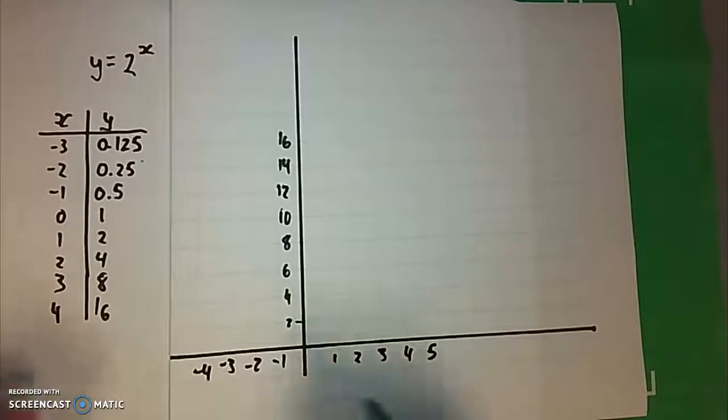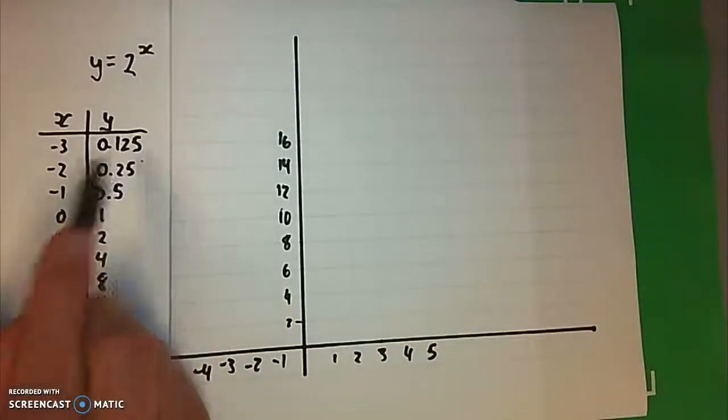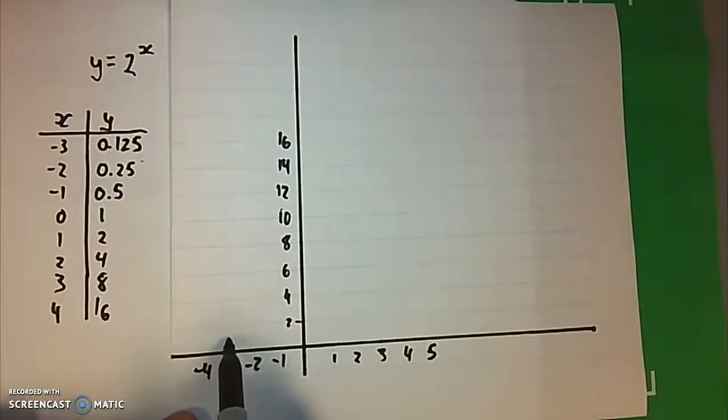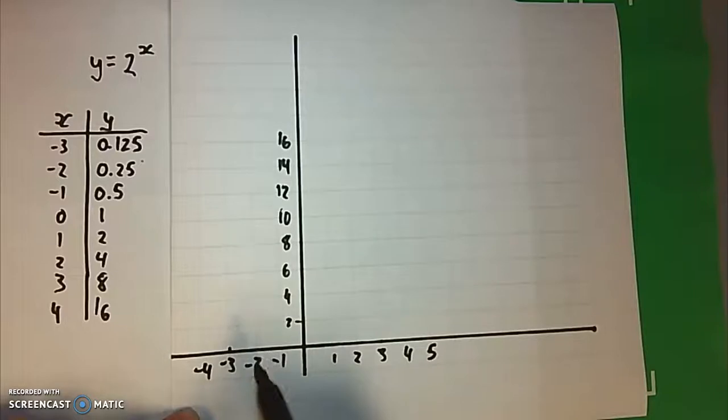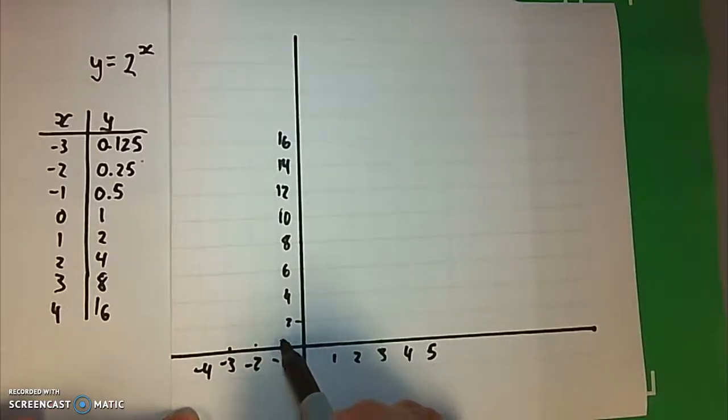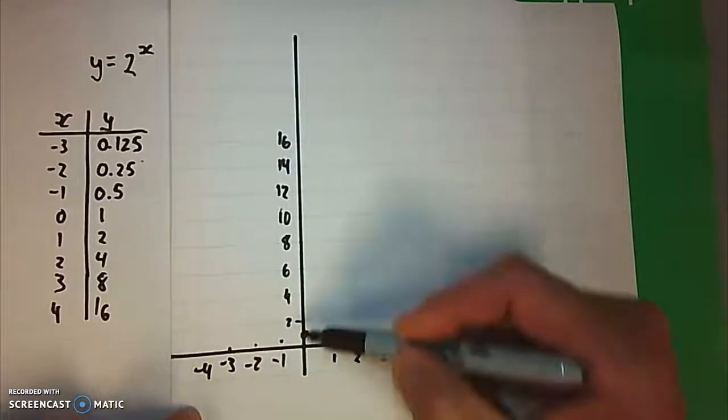So now I'll plot our points. At minus 3, it's at about 1/8. So that's 1, that's a half, that's a quarter, that's an eighth. So barely above the line there. It won't actually touch the line in real life, but fat markers make for difficult plotting of points. At minus 2, I'm at a quarter, just a little bit above that one. At minus 1, I'm at a half. At 0, I'm right at 1, halfway between 0 and 2.